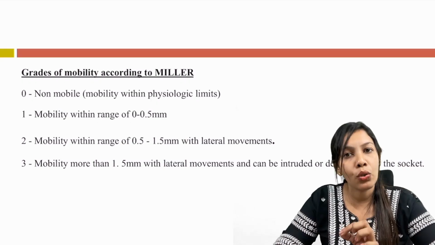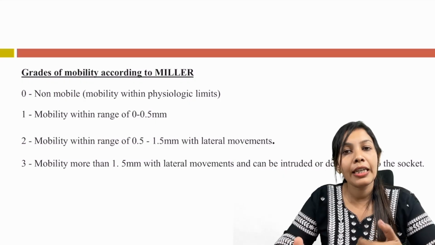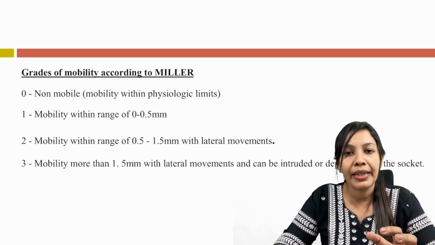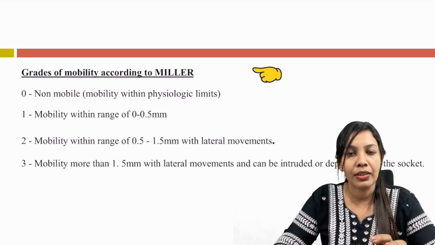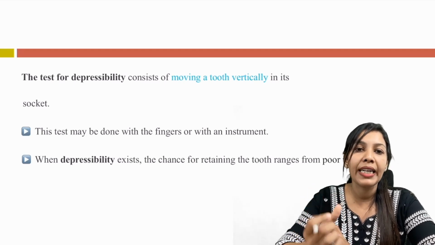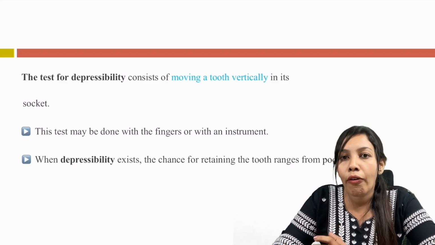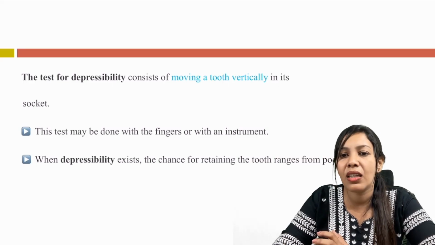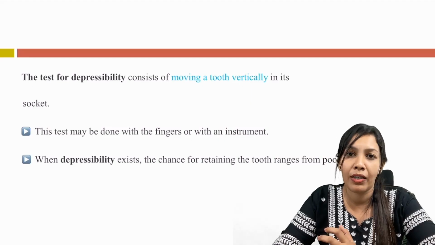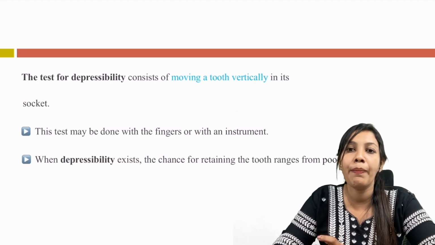1 means 0 to 0.5, 2 means 0.5 to 1.5, and more than 1.5 means it is actually Miller's grade of mobility classification, right? Very important. Now, depressibility means when we push the tooth in a vertical dimension, the tooth will move within the socket, and this often indicates that retaining the tooth is very tough, and there is a need for extraction. We cannot save the tooth, it has a poor prognosis.